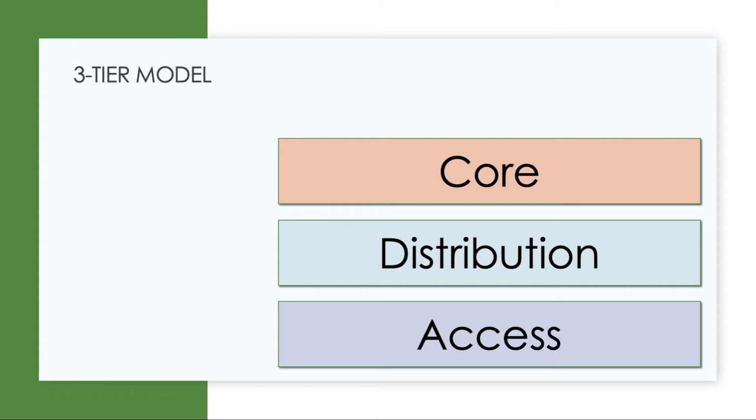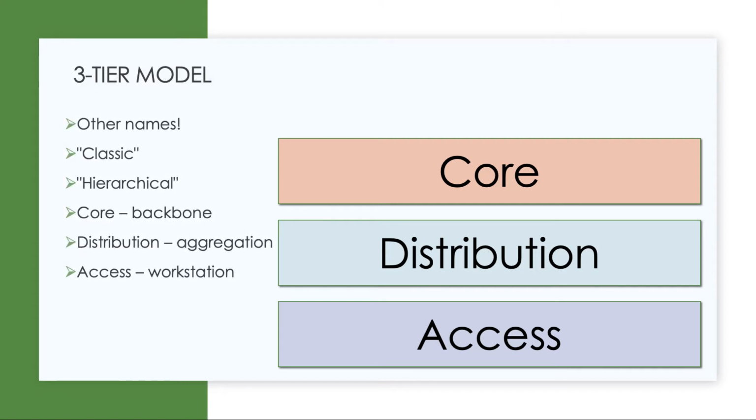Now, the 3-tier model can be a bit confusing for students because it has so many other names. I've alluded to it in many different names already in this lesson, like classic and hierarchical. We know that the layers themselves can get different names. A lot of people will refer to the core layer as simply the backbone, and the distribution layer is the aggregation layer. And we know at the access layer, we have our users accessing the network, typically with workstations. So oftentimes you'll hear the access layer referred to as the workstation layer.